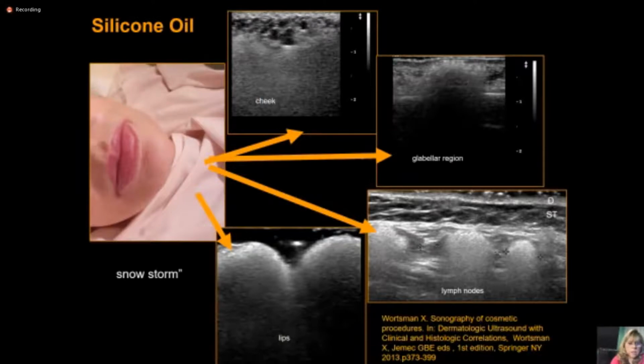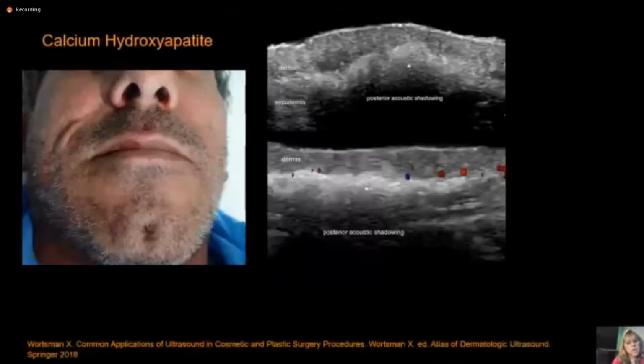Another filler that is not uncommon, unfortunately, is the silicone oil. The silicone oil presents on ultrasound as hyperechoic deposits that produce a reverberation artifact, which is called a snowstorm. Usually when the patient says it was injected in the lips, we have to look at the whole face because normally they have more deposits. Even sometimes in the lymph nodes.